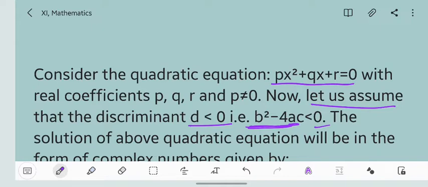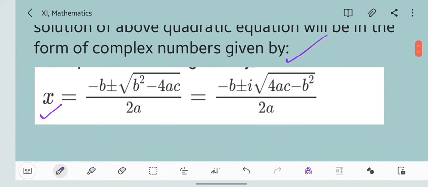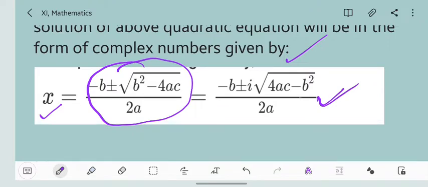The solution of the above quadratic equation will be in the form of complex numbers, which is given by x equals minus b plus minus square root of b squared minus 4ac by 2a. Here this is for distinct real roots, and this is for imaginary roots, which is minus b plus minus i square root of 4ac minus b squared by 2a. This is the way we find the roots of a complex quadratic, a quadratic equation which has imaginary roots.